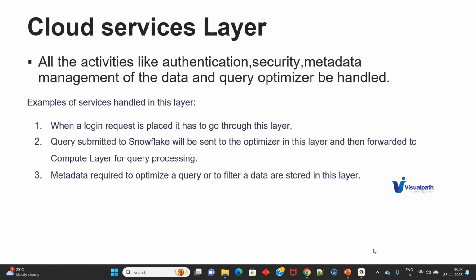to optimize the query. So the cloud services layer will handle all these types of activities irrespective of the data manipulation or data storage. These types of activities will be handled by the cloud services layer. So any doubts here in the cloud services layer?